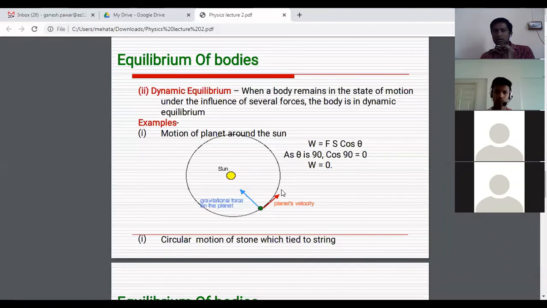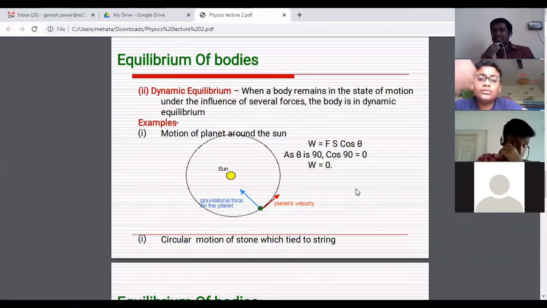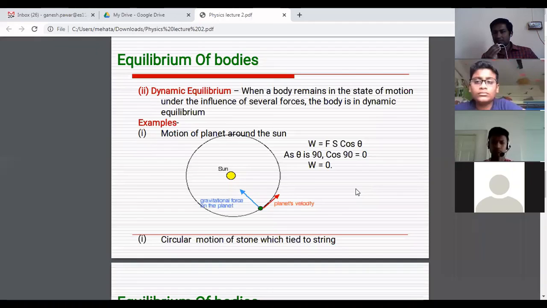Yes, sir. Or does the speed of Earth change? If the orbit is elliptical, in that case the speed changes. But the orbit of Earth is almost circular, so everywhere the speed of the Earth is going to remain the same. If the orbit of the planet is circular, then it is uniform speed. But if the orbit is elliptical, the speed changes. But the orbit of Earth is circular.